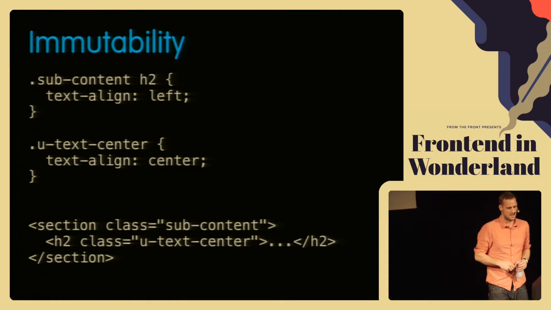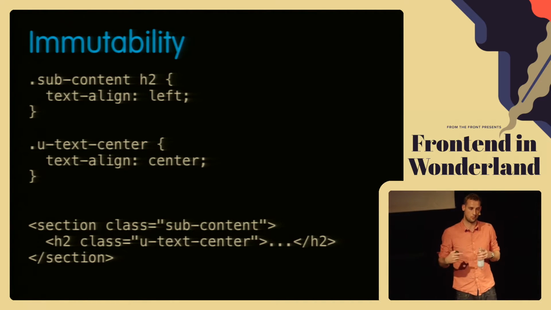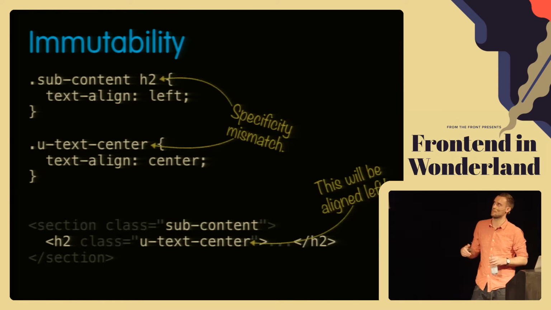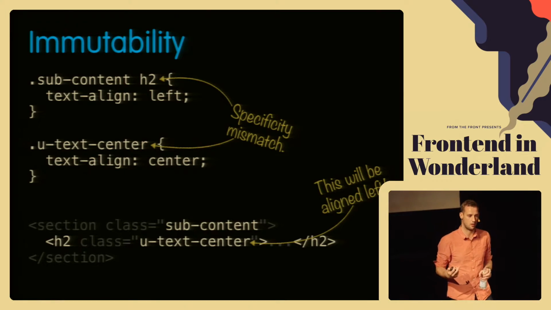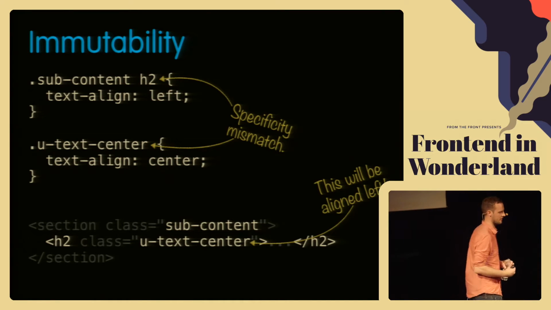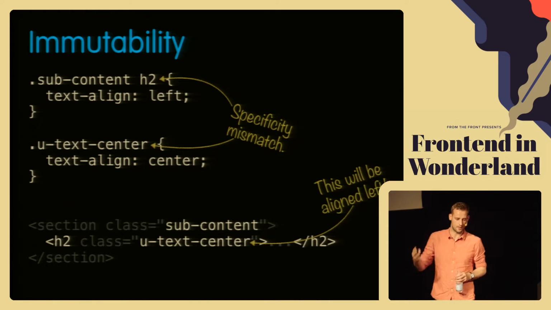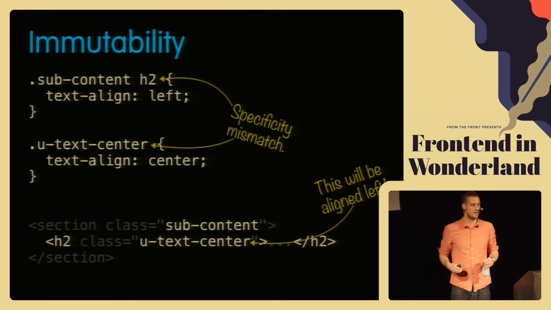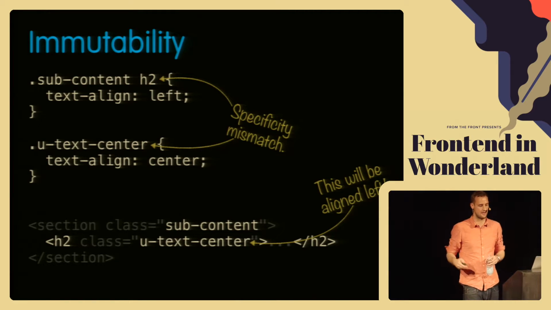Another example of how CSS mutates is it can actually leak into different unrelated parts of your project. The more astute among you may have noticed we've got a specificity mismatch here. The selector of subcontent h2 is actually of a higher specificity than text center, which means that in the HTML below we've actually got text center being overridden. Text center actually renders to be aligned left. This is a mutation. The subcontent h2 selector has managed to creep in and affect or mutate text center.